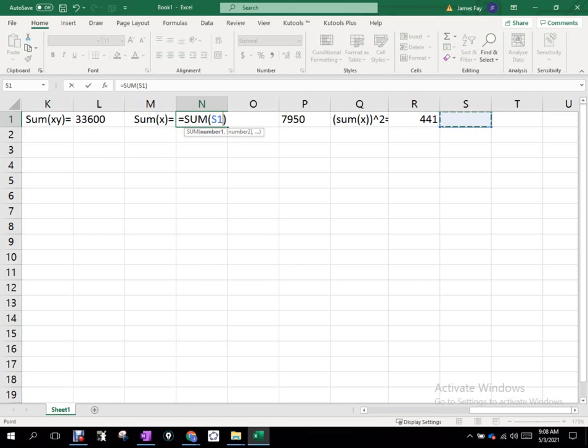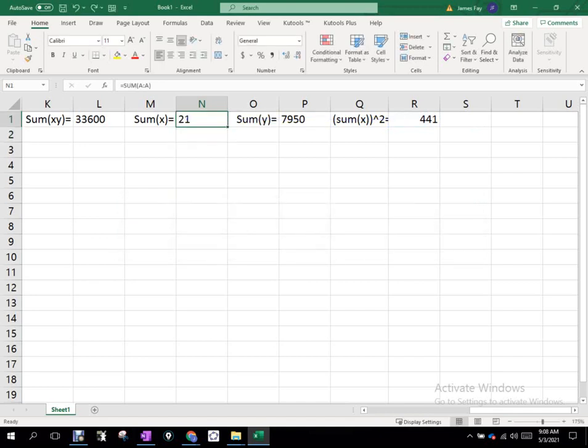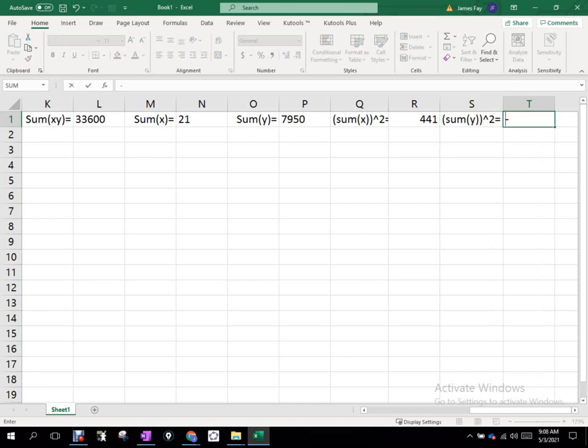Now here, we're going to type in, all right, so here in S, I'm going to hit sum of y squared. And that then is our y, sum of our y, with that number there, P1, and we'll square that.